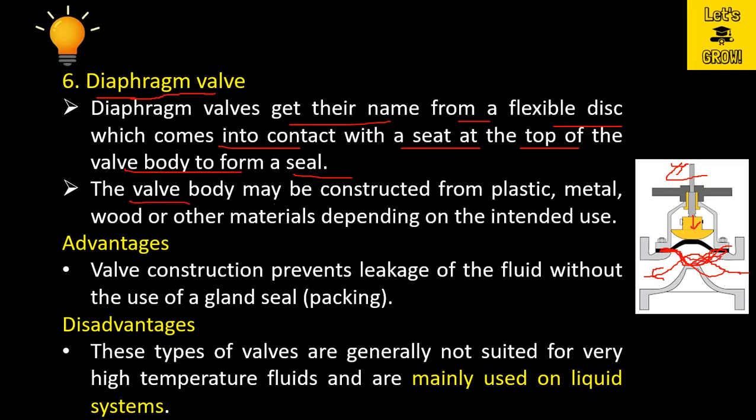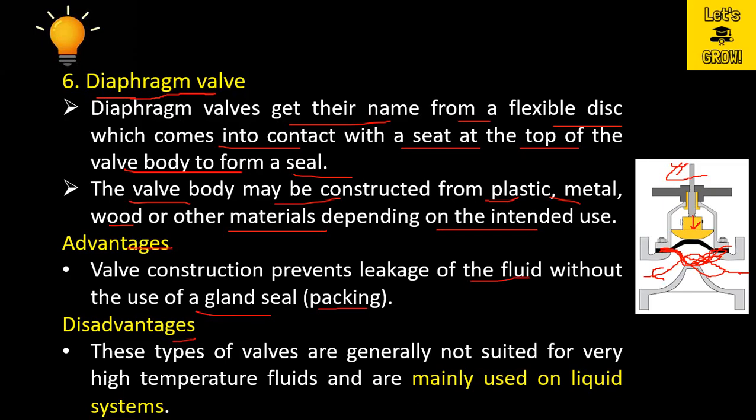The valve body may be constructed from plastic. We can use metal, wood, or any other material. It depends on the intended use. Now what are the advantages and disadvantages of this type of valve? The valve construction prevents leakage of the fluid without the use of a gland seal, correct? Basically this type of valve prevents leakage because there are fewer chances of leakage, as this flexible disc or diaphragm completely obstructs the flow.